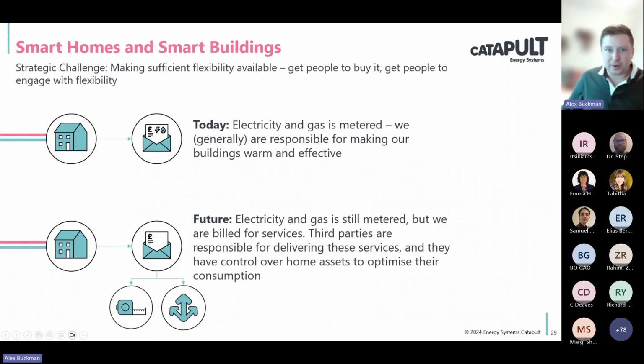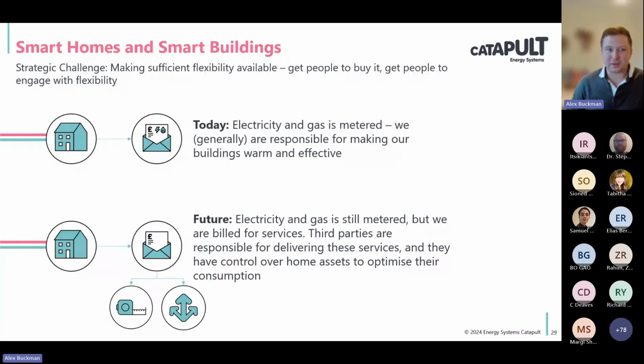When we talk about smart buildings, as I said before, this sits under the category of making sufficient flexibility available. Today, electricity and gas is metered, and we are generally responsible for choosing what our set points are, making our homes and our buildings as warm and effective as possible. We tailor that, and we have apps on our phones where you can set your schedules and things like that. But generally, we pay for our kilowatt hours and our therms of energy.